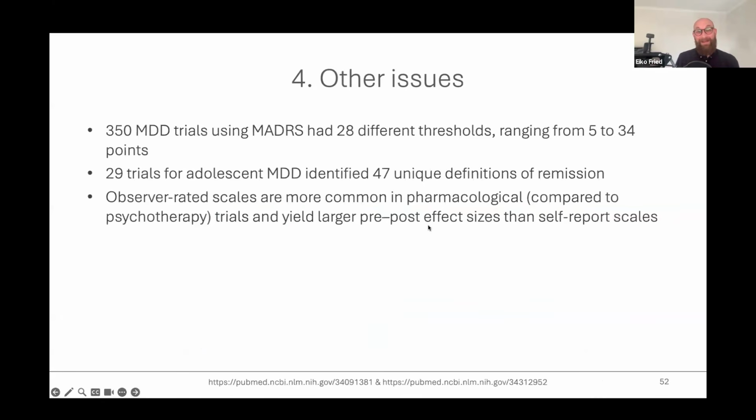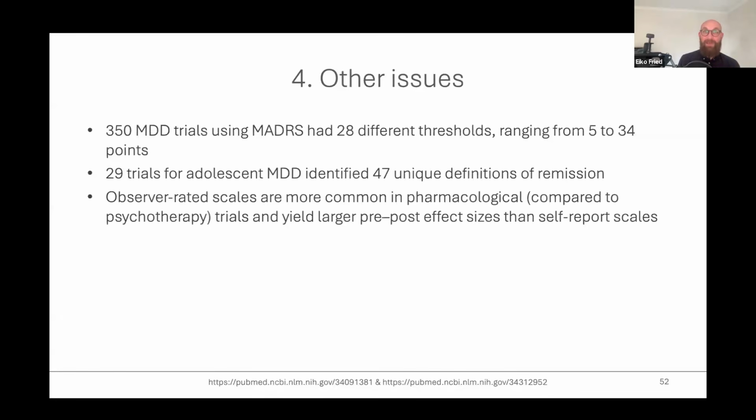Last issues before we go to the ways forward on solutions. I mentioned some of those already very briefly. There's a study that actually had 2,500 clinical trials that they used, but I like the MADRS result the most because it resulted in 28 different thresholds ranging from 5 to 34. Yeah, this seems like a very severe problem.